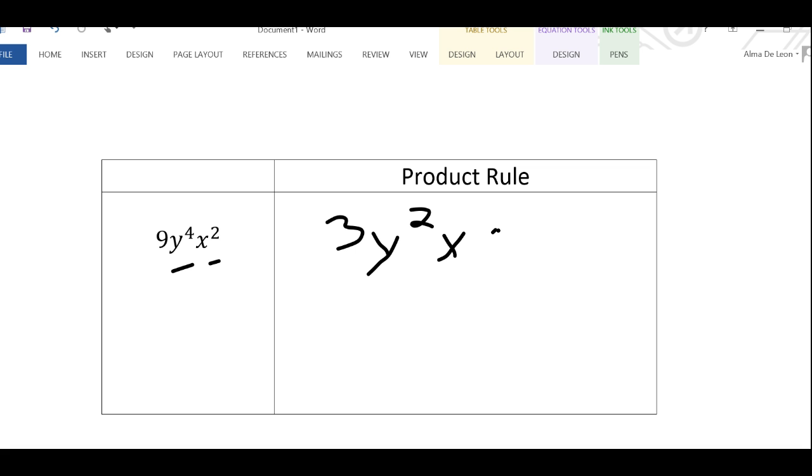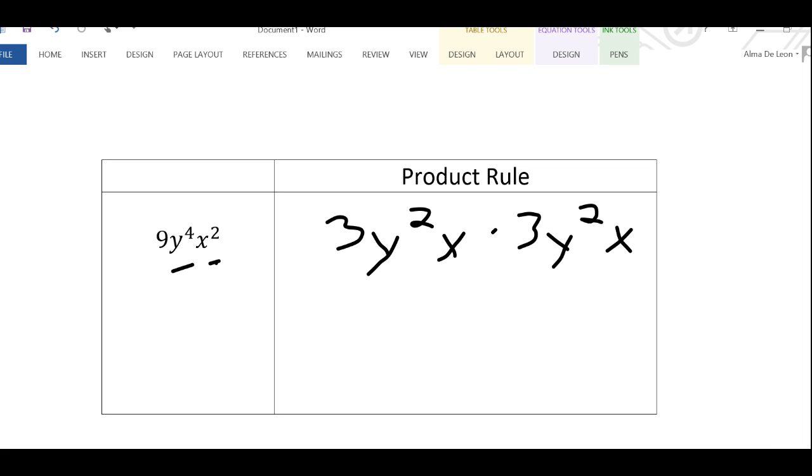I'm going to multiply this by 3 again, because 3 times 3 gives me 9. I used 2y so far. I need to use 2 more y's. So times y squared. And I used 1 x so far. I need to use 2 x's, so times x. So I came up with two different things.